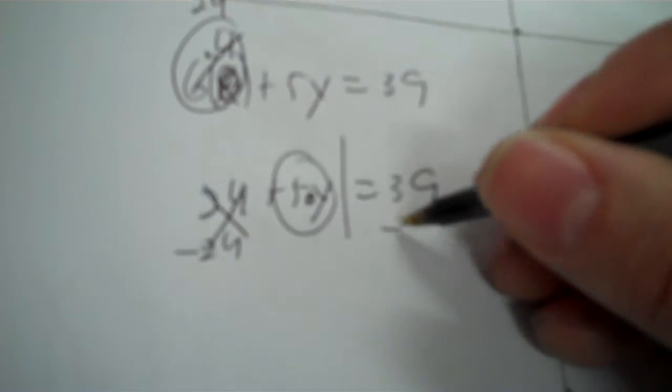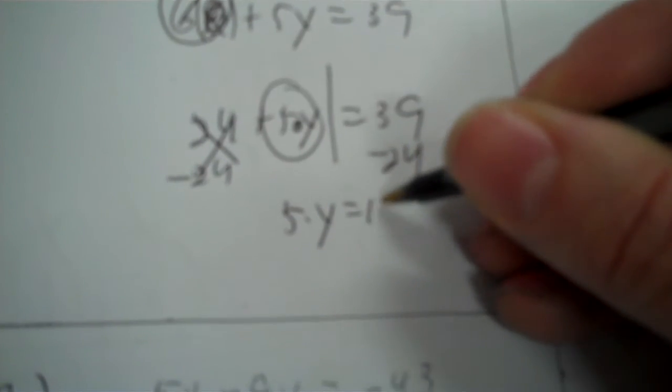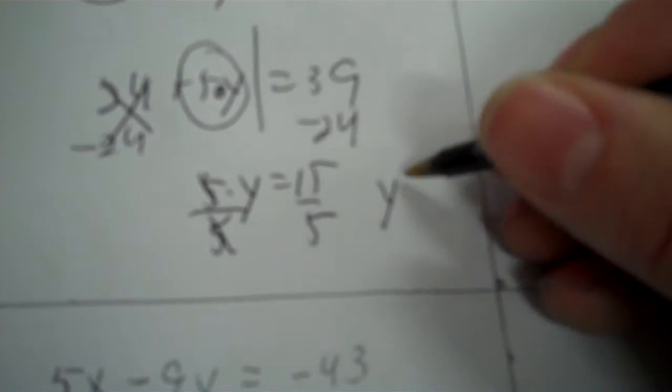Now this time my letter is not by itself, okay? It's got operations with it, a plus and a times. So I like to circle the times. I get rid of the number that's being added, the constant. That's 15. Then I divide by 5, and y equals 3. Okay, so 4, 3.